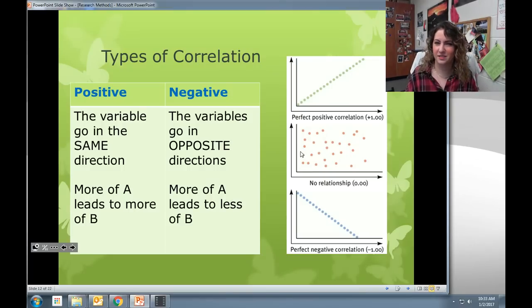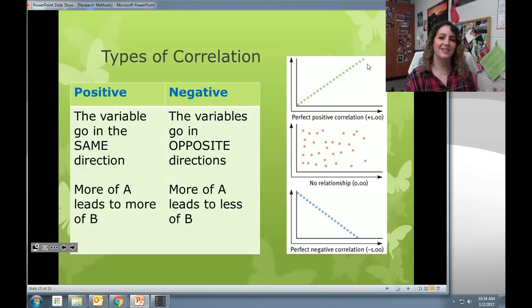Okay, and I said this a little bit earlier. There's positive correlation, or there's no correlation, or there's a negative correlation. A positive correlation, or a positive relationship between two variables, means that they go in the same direction. If more of this leads to more of that, and less of this leads to less of that. And you can actually see this on a graph right here. This green line that slopes upwards is a positive relationship. Whatever is on the X and Y axis are positively related. More studying leads to better grades.